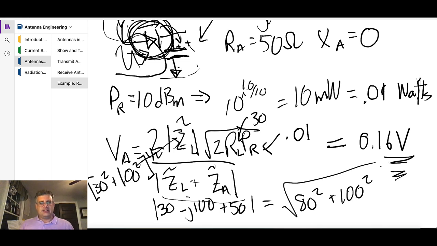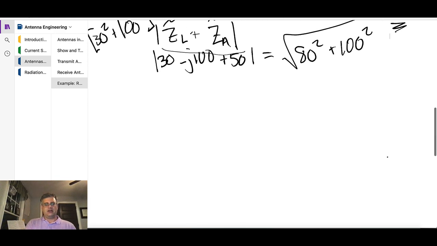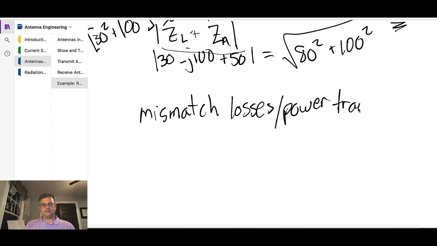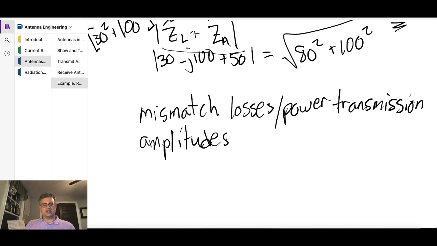So there you have it. That's how antennas behave in circuits. That's how you calculate mismatch losses and power transmissions. What percentage of the power makes it into the circuit, what percentage reflects back. And this is also how you calculate amplitudes. Physical amplitudes of voltages and currents coming out of antennas and going into them.